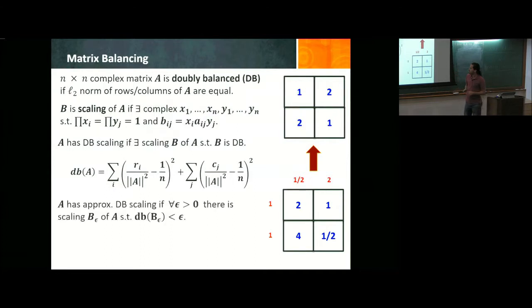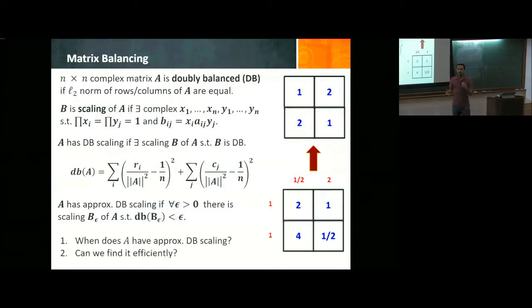Now our problem is the following. We say that A has an approximate doubly balanced scaling if for every positive epsilon, there is a scaling of A such that the distance of this scaling to doubly balanced is less than epsilon. Our questions are: given a matrix A, when does it have a doubly balanced scaling, and can we find it efficiently? And how is this related to PIT? That's the third question.